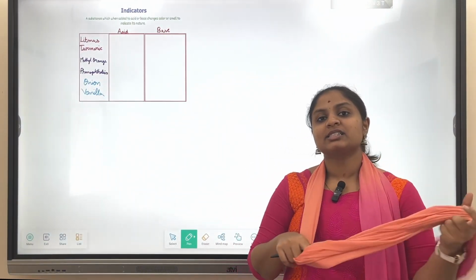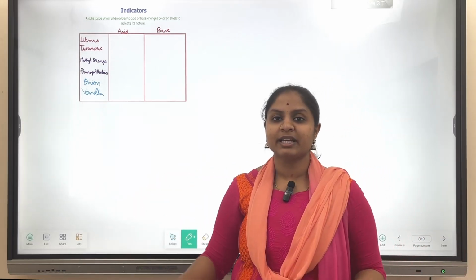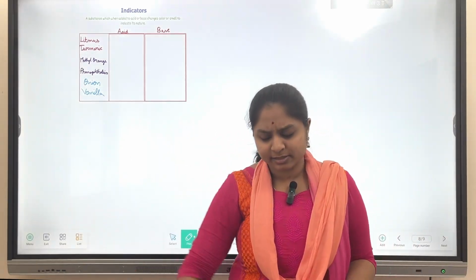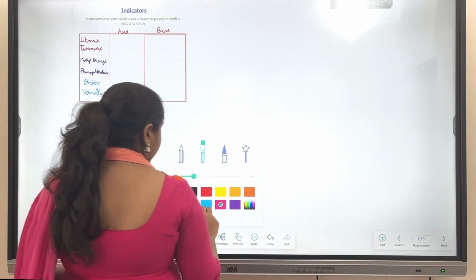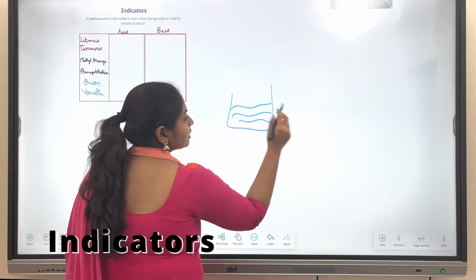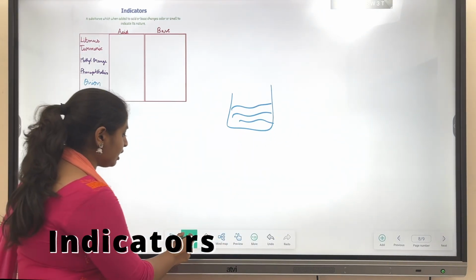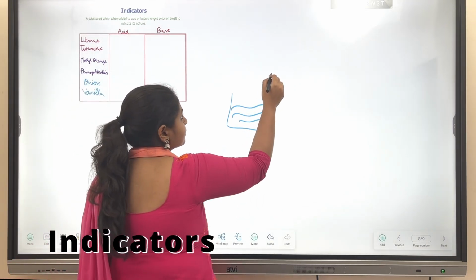Those chemicals that help us identify which is an acid and which is a base, we call indicators. So indicators are chemicals. What are they? Let's say I have one solution here and I took one more chemical and I added it here.